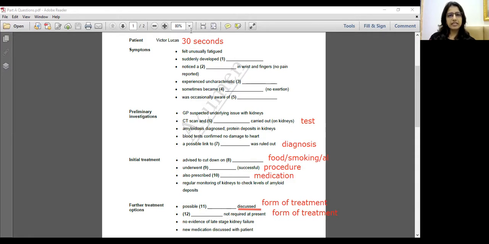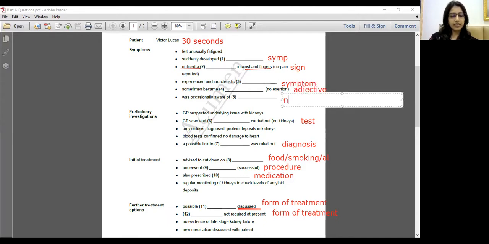Right? So let me very quickly write these things as well. Here we were expecting a symptom. Then here our keyword is noticed, and wrist and fingers. It should not be pain. Again, it has to be a sign, because noticed, then experienced. Here unusual is my keyword, and again I'm looking for a symptom that can be experienced. For the 4th one, I'm looking for an adjective.